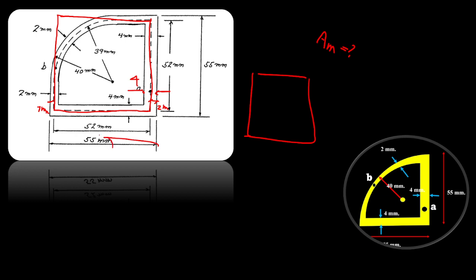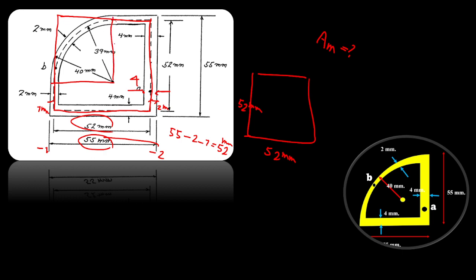So that turns into 55 minus 2 minus 1, which just gives us 52 millimeters. So the big square is 52 millimeters by 52 millimeters in dimension. And if you look at the configuration, we just extend these two again to the center line.